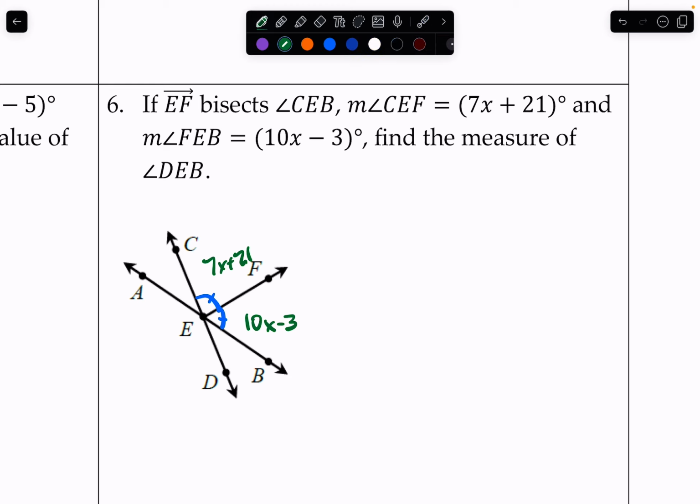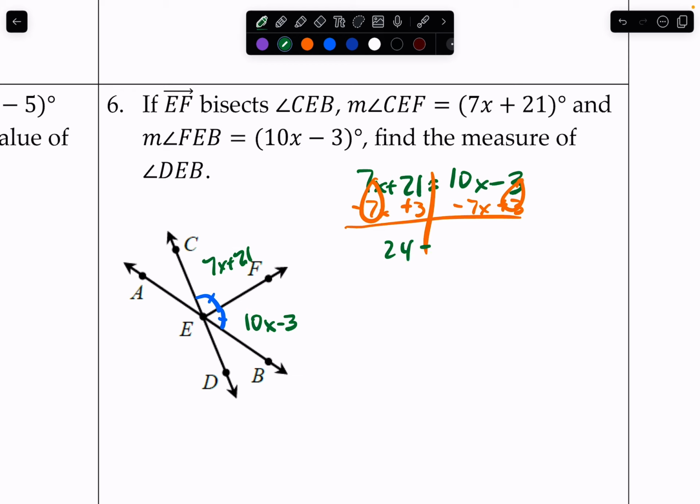So the beginning of this problem is solving for x. Anytime you see something you can set up and solve for x, do it. So I am going to move my variables to the right and move my constants to the left. 7x minus 7x is 0. Negative 3 plus 3 is 0. That leaves me with 24 equaling 3x, which means that x is going to equal 8.